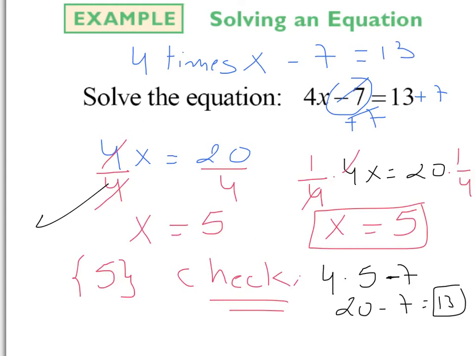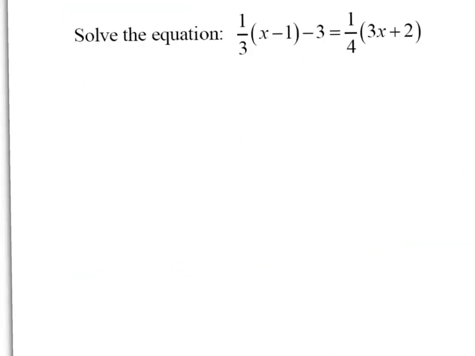Let's have another example. Here we have 1/3 times (x minus 1) minus 3 equals 1/4 times (3x plus 2). Well, we need to eliminate these fractions. We've got 1/3 and 1/4, so we need to multiply by the least common multiple.